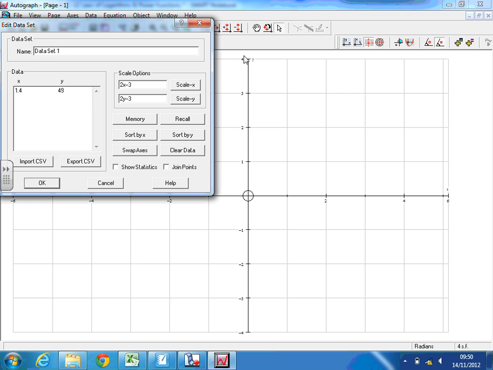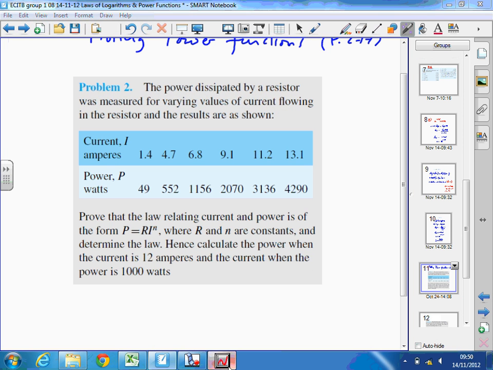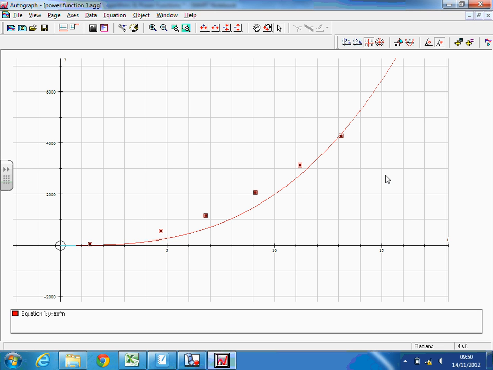Now I did one earlier, as they say, in all the best. Here. So I put the values on, and now it's not a linear relationship, we can see it isn't, it's curved.